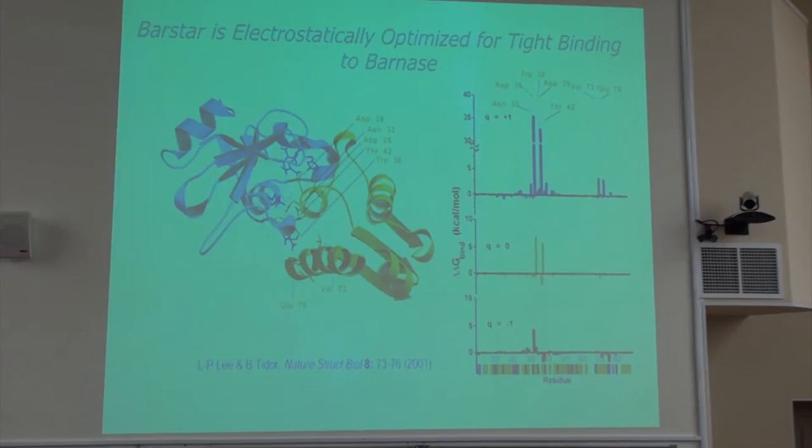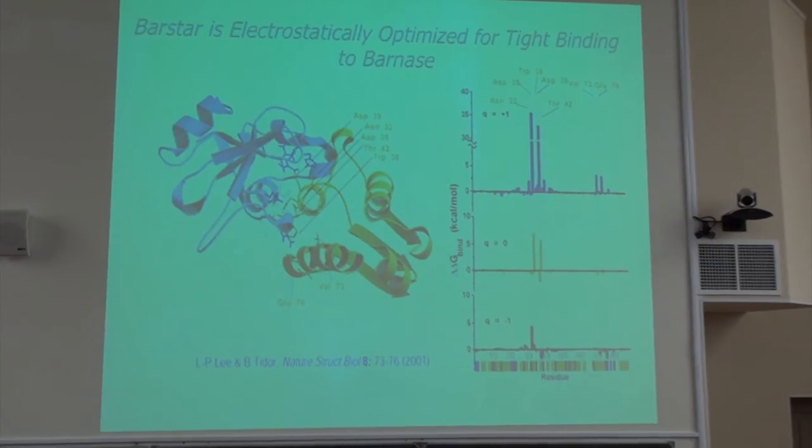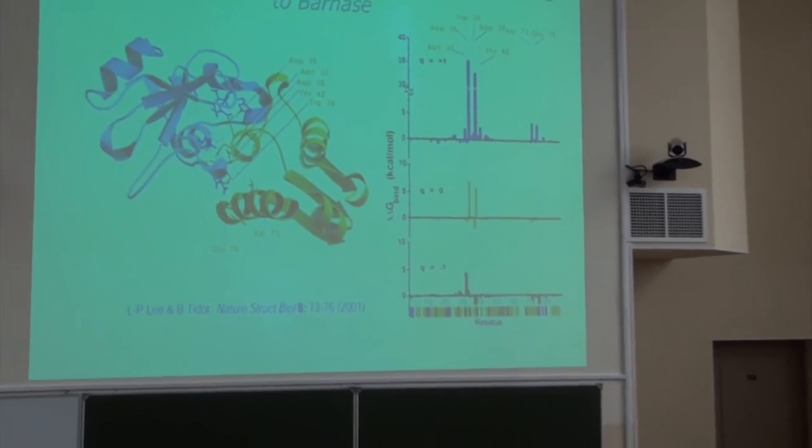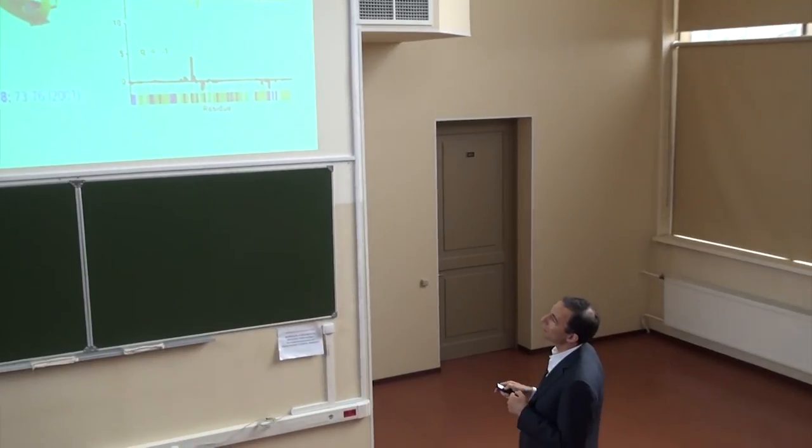The most highly charged residues were the ones that the theory predicted needed to be as highly charged as possible. The polar residues were the ones that the theory predicted should be polar, and the hydrophobic residues the theory predicted to be hydrophobic. So that suggests that it's a useful explanation.